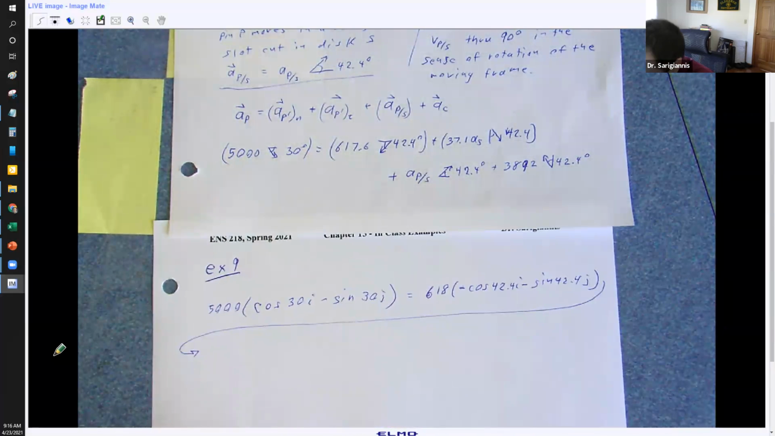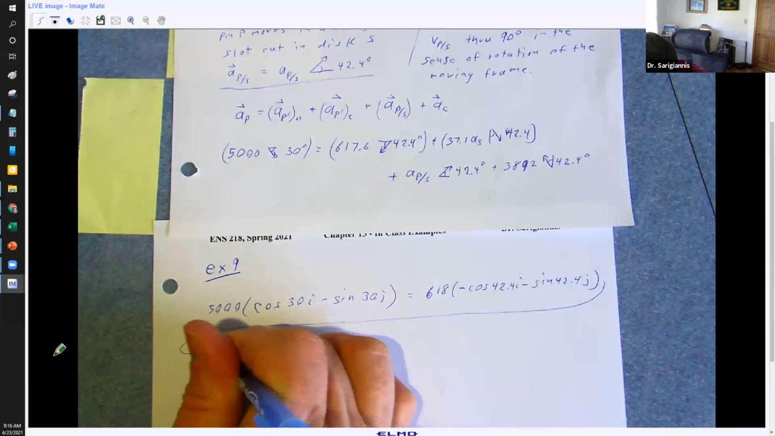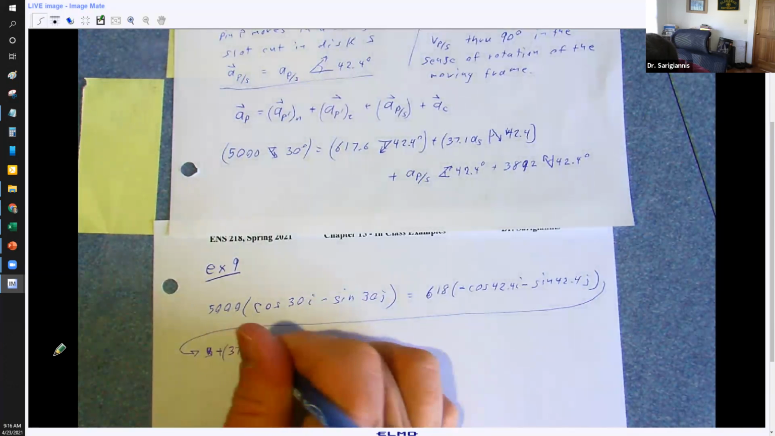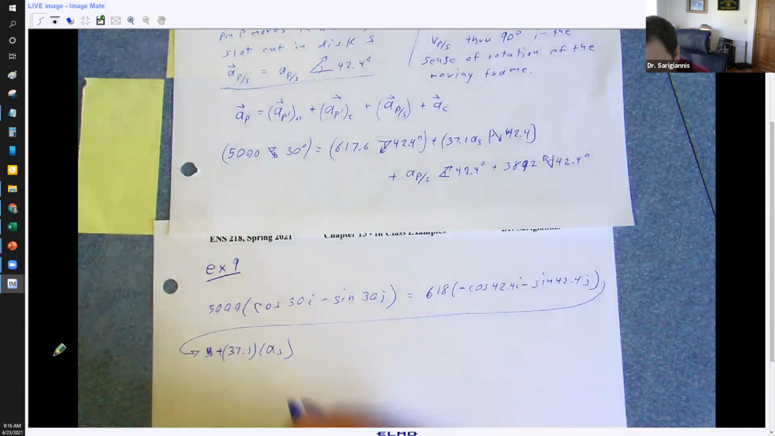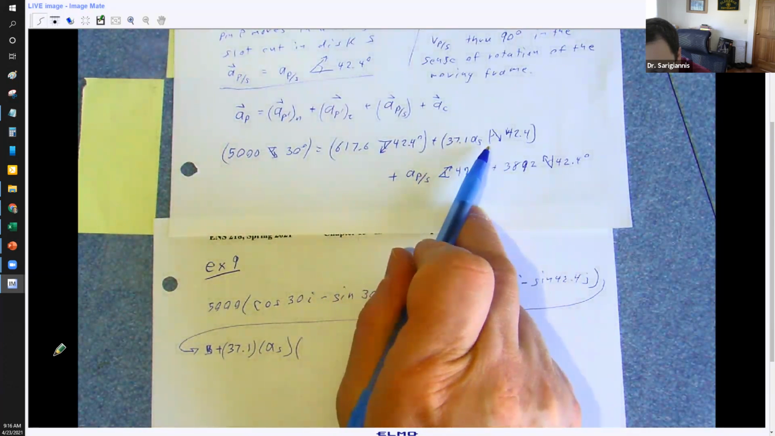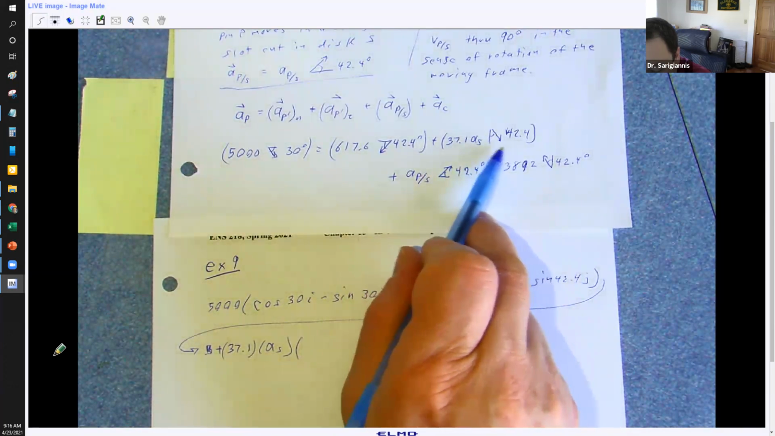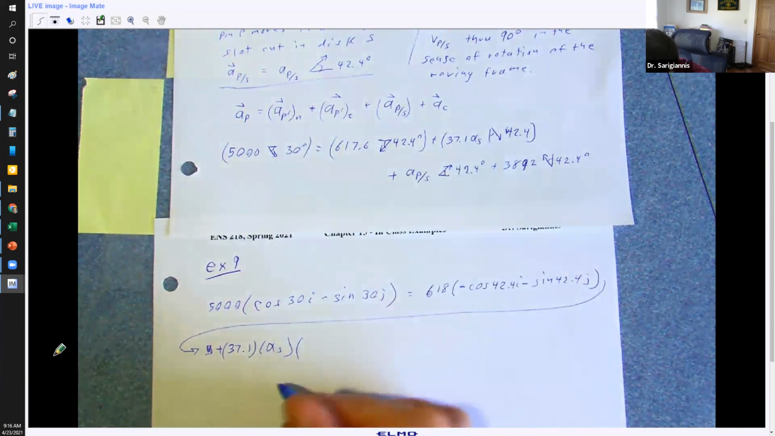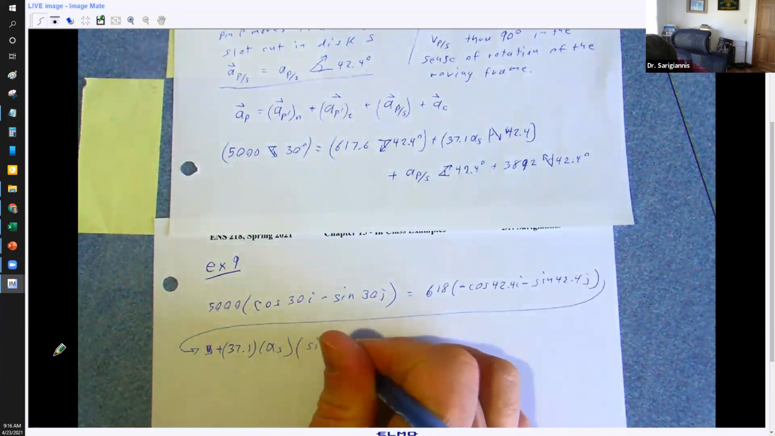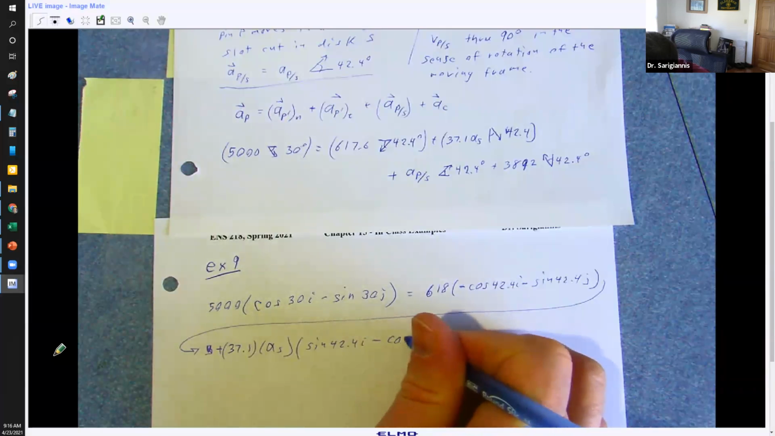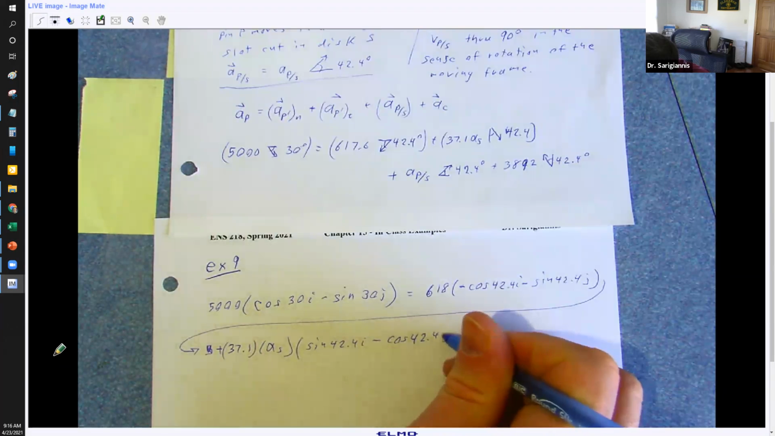So we're clear, that's a continuation. Plus 37.1 alpha S. Here it is. For the X direction, you take the positive sine of 42.4, and for the Y direction it's the negative cosine. So we have sine 42.4 I minus cosine 42.4 J.